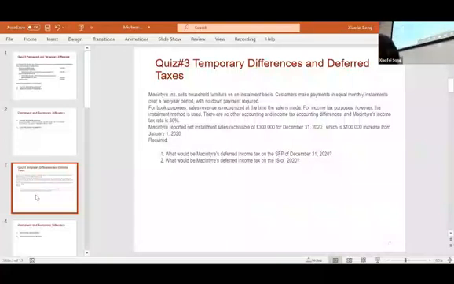Okay. McIntyre reported net installment sale receivable of $300,000 for December 31st, 2020, which is a $100,000 increase from January 1st of 2020. Okay, so what's the income tax to be reported on the statement of financial position, and what's the deferred tax to be reported on the income statement? This is the question.